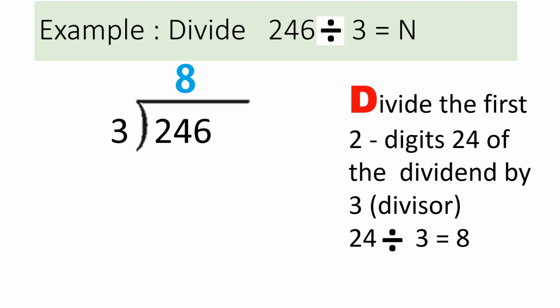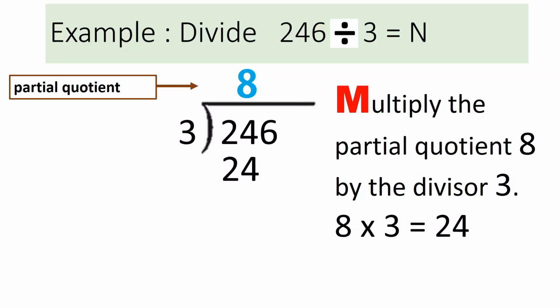First, divide the first two digits 24 of the dividend 246 by 3. 24 divided by 3 equals 8. Now let's go to M, which is multiply. Multiply the partial quotient 8 by the divisor 3. 8 times 3 equals 24.